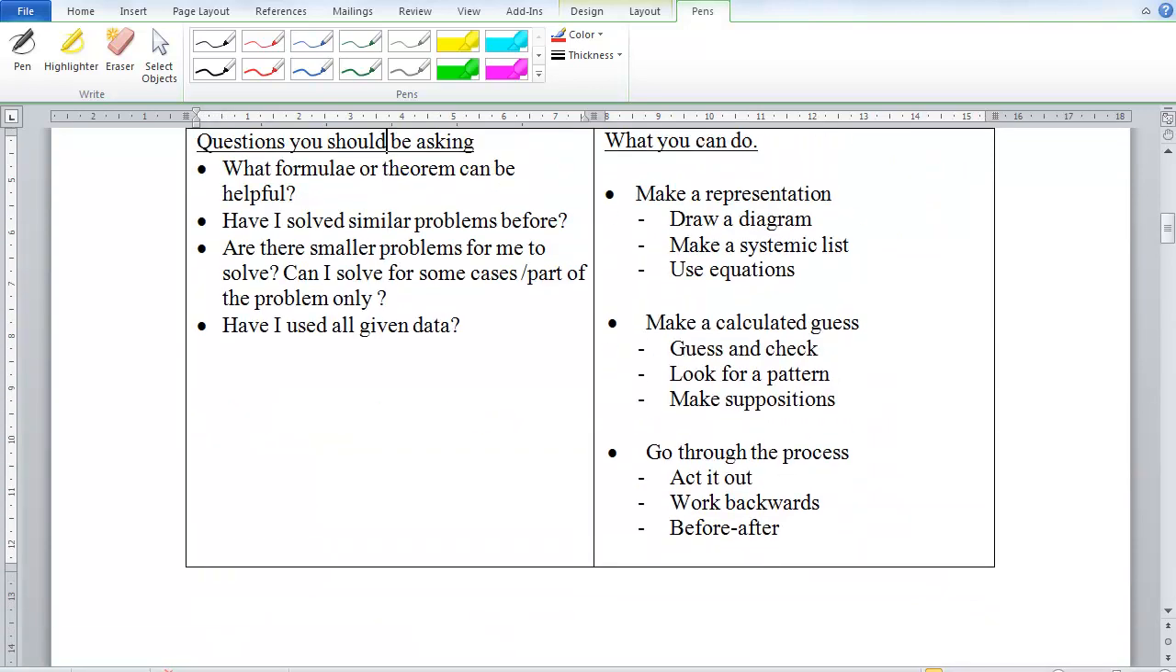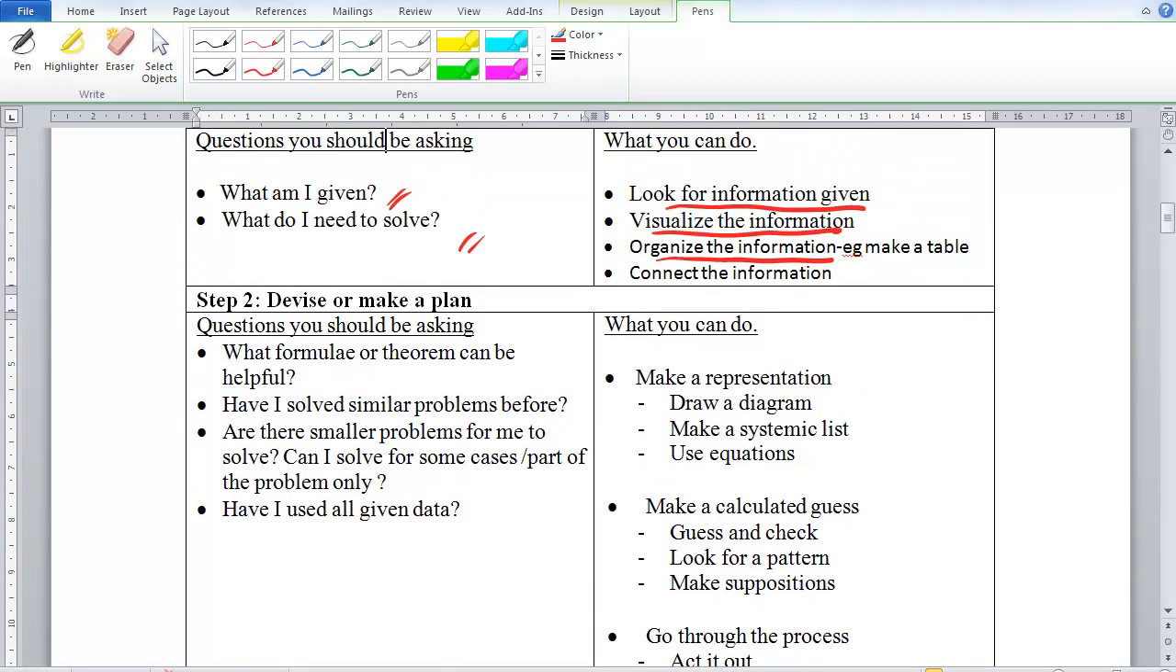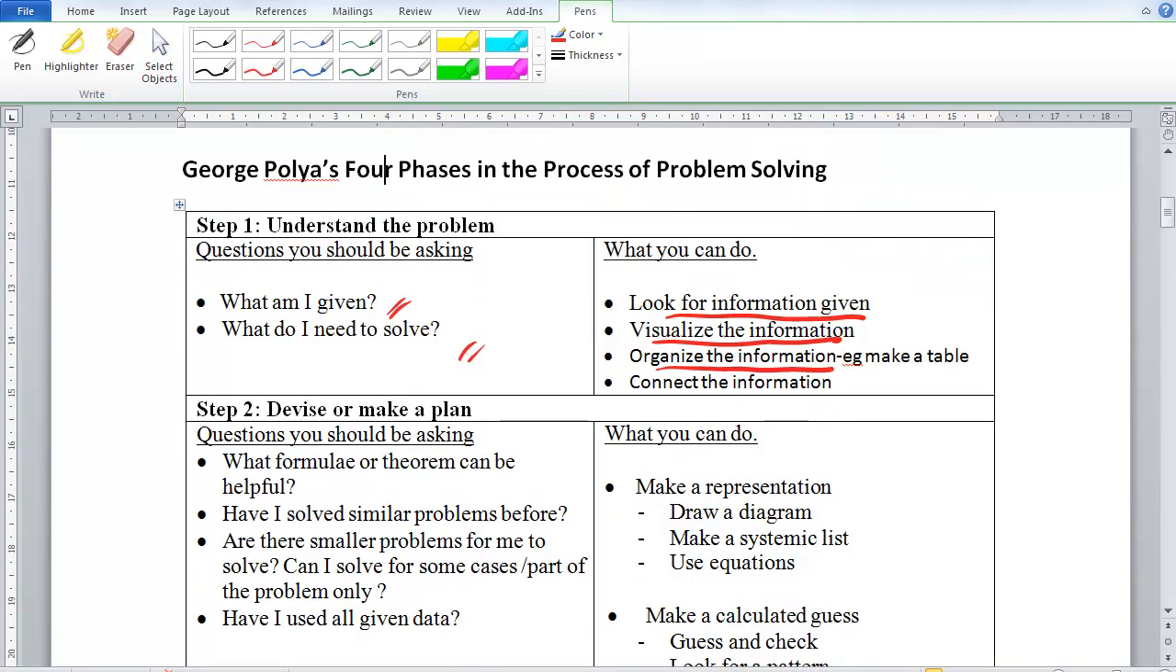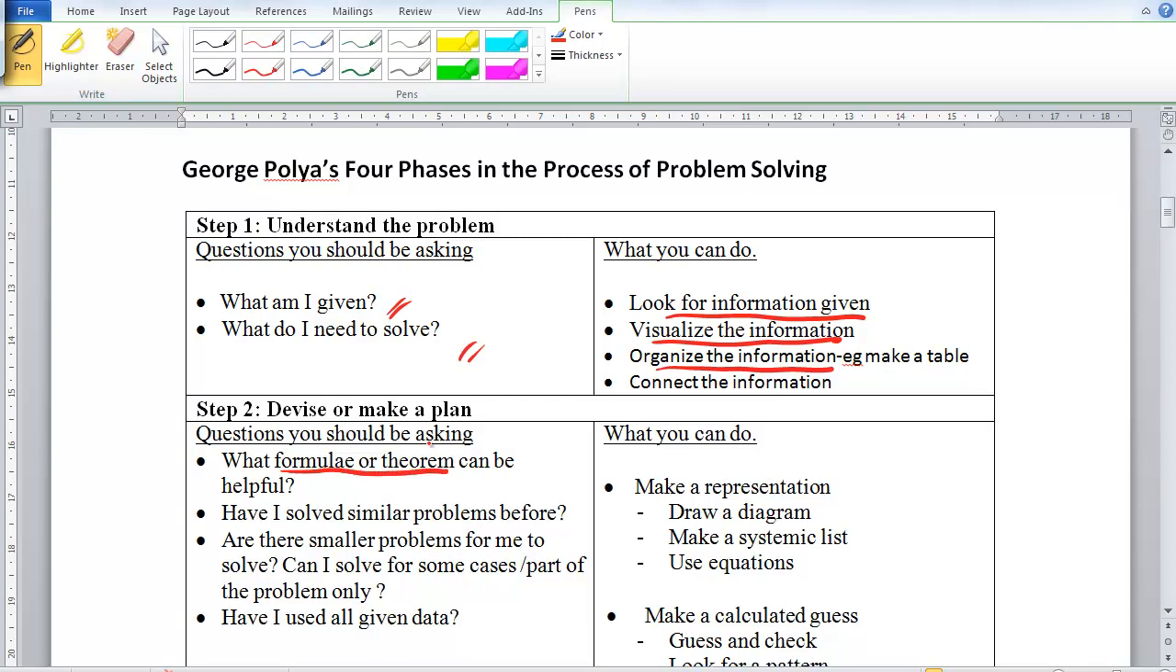Now, what do we mean by devising or making a plan? After we have understood the problem, we will probably need to ask ourselves, what formulae or theorem can be helpful in this question? Have I solved similar problems before? If you have solved a similar problem before, you may want to try the similar strategy. Can you break the big problem into smaller problems to solve? If you can't solve the whole problem, can you solve part of it? Have you used all the given data in the question?